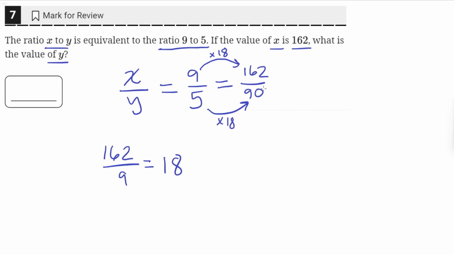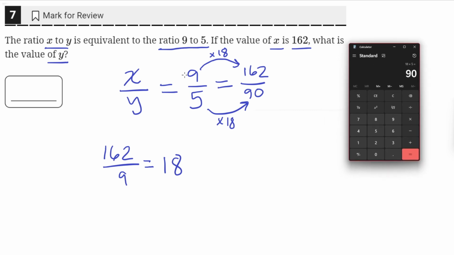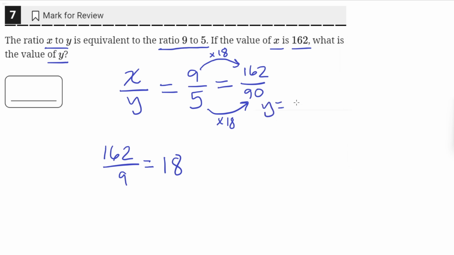And a quick check we can do is find the actual value of this fraction. So what should happen is that 9 over 5 should equal 162 divided by 90. So 9 divided by 5 is equal to 1.8, and 162 divided by 90 is also equal to 1.8. So that means that y does equal 90 when x equals 162. So the value of y is 90.